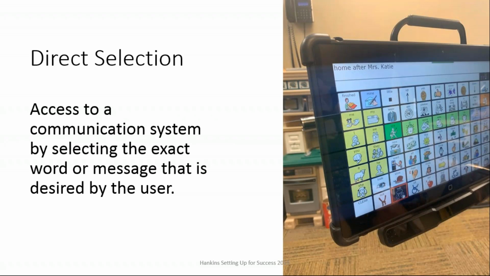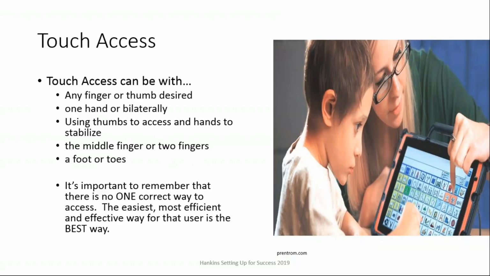Direct selection is just what we talked about before. It's access to a communication system by selecting the exact word or message that's desired by the user. So just touching the device, using eye gaze, which is what is in the picture on the right. It's one of my other little girls that's friends with the other device user that I showed a second ago. It's just exactly what you talk about. It's fast, it's faster, it's quick, you get what you get. It's easier that way sometimes.